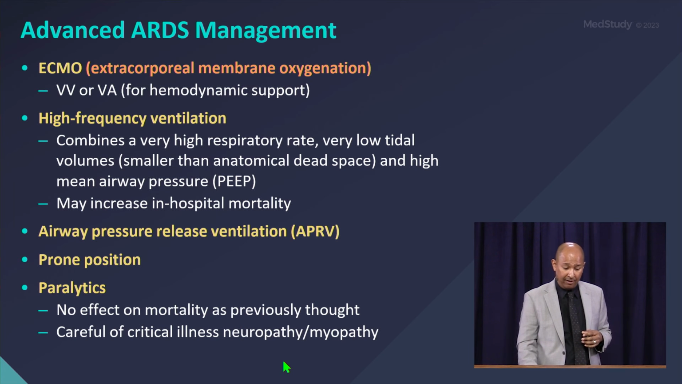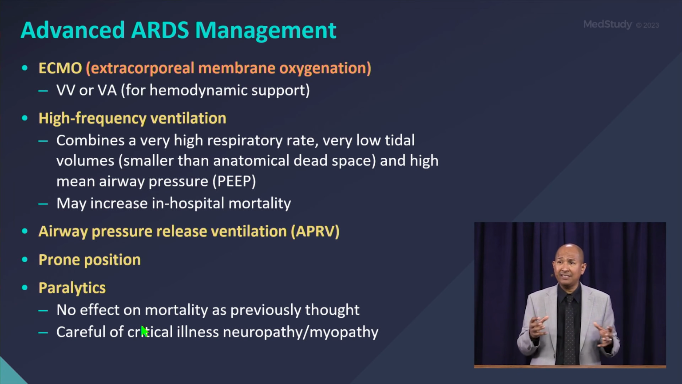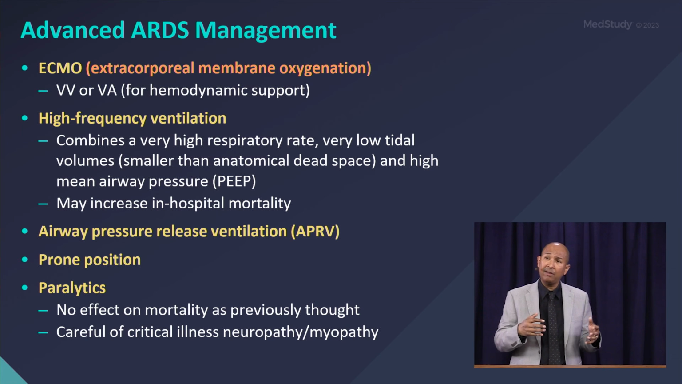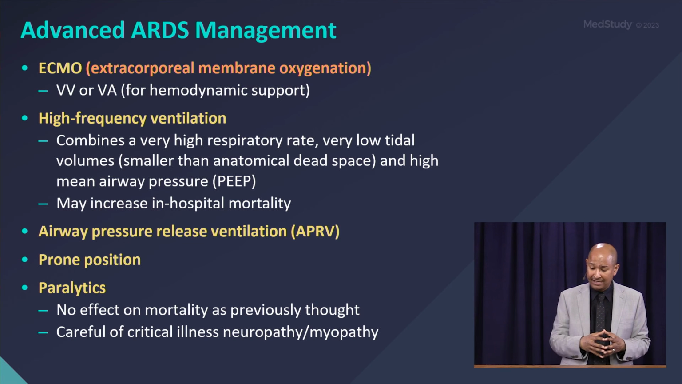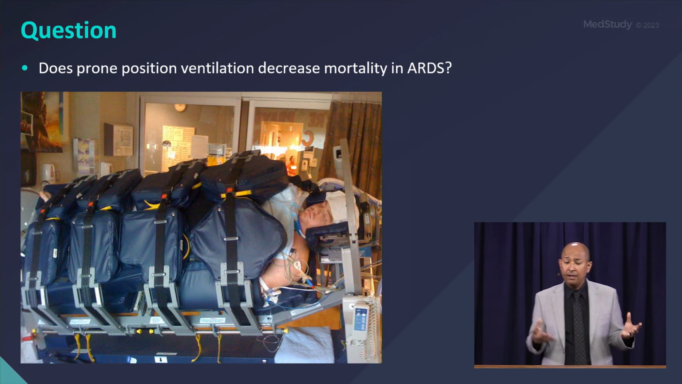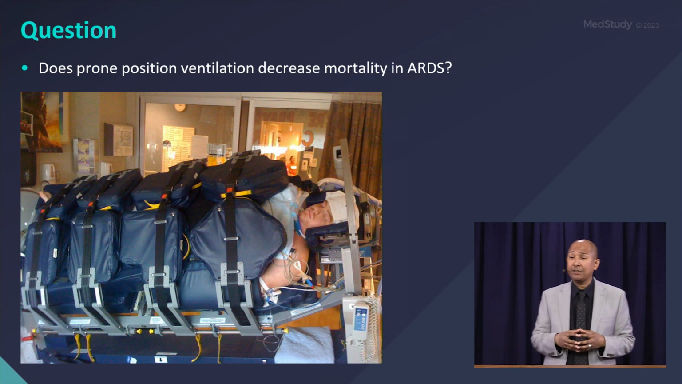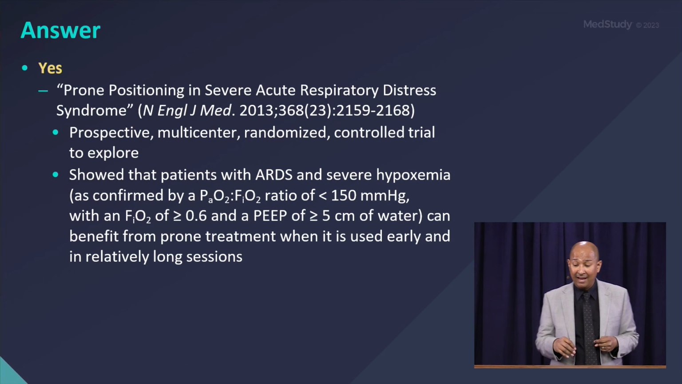Prone positions and paralytics. For paralytics, there was initially data that said, hey, paralyzing someone may improve mortality. Follow-up study shows no. You should paralyze only if you need to clinically, but don't do it empirically to improve mortality. Prone position, well, this is just between me and you. Does prone position decrease mortality in ARDS? The answer is yep. And this is the study.